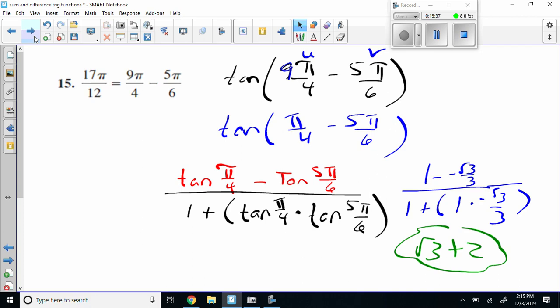Well, I changed 9 pi over 4 into just pi over 4, which is just 1, right? So it'll be 1 minus the square root of 3 over 3, over 1 plus 1 times negative square root of 3 over 3, right? And when you put that in your calculator, you get square root of 3 plus 2, right?